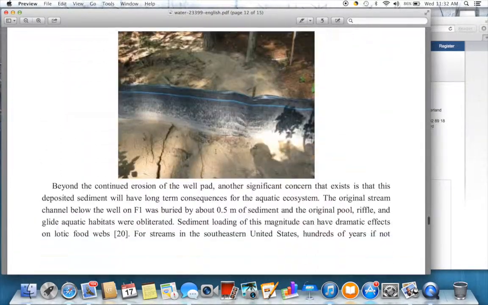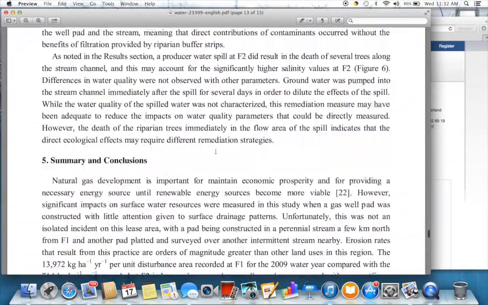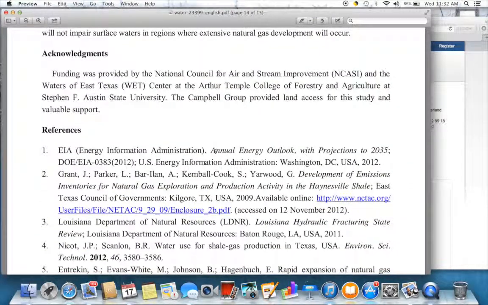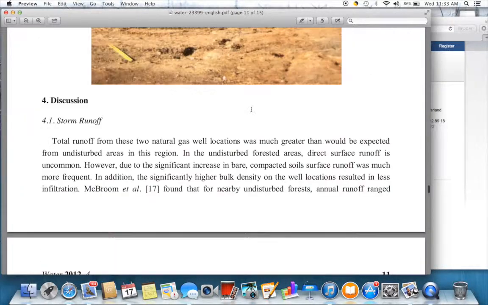Once you understand what the problem was, what the answer to the problem was, and did the authors really back up their answer, you may look at some other details within the article. For example, who funded the article? That might be an important thing for some aspects. This particular one was funded by the National Council for Air and Stream Improvement and SFASU, and we did this on the Campbell Group lands. That can be important for you to understand.